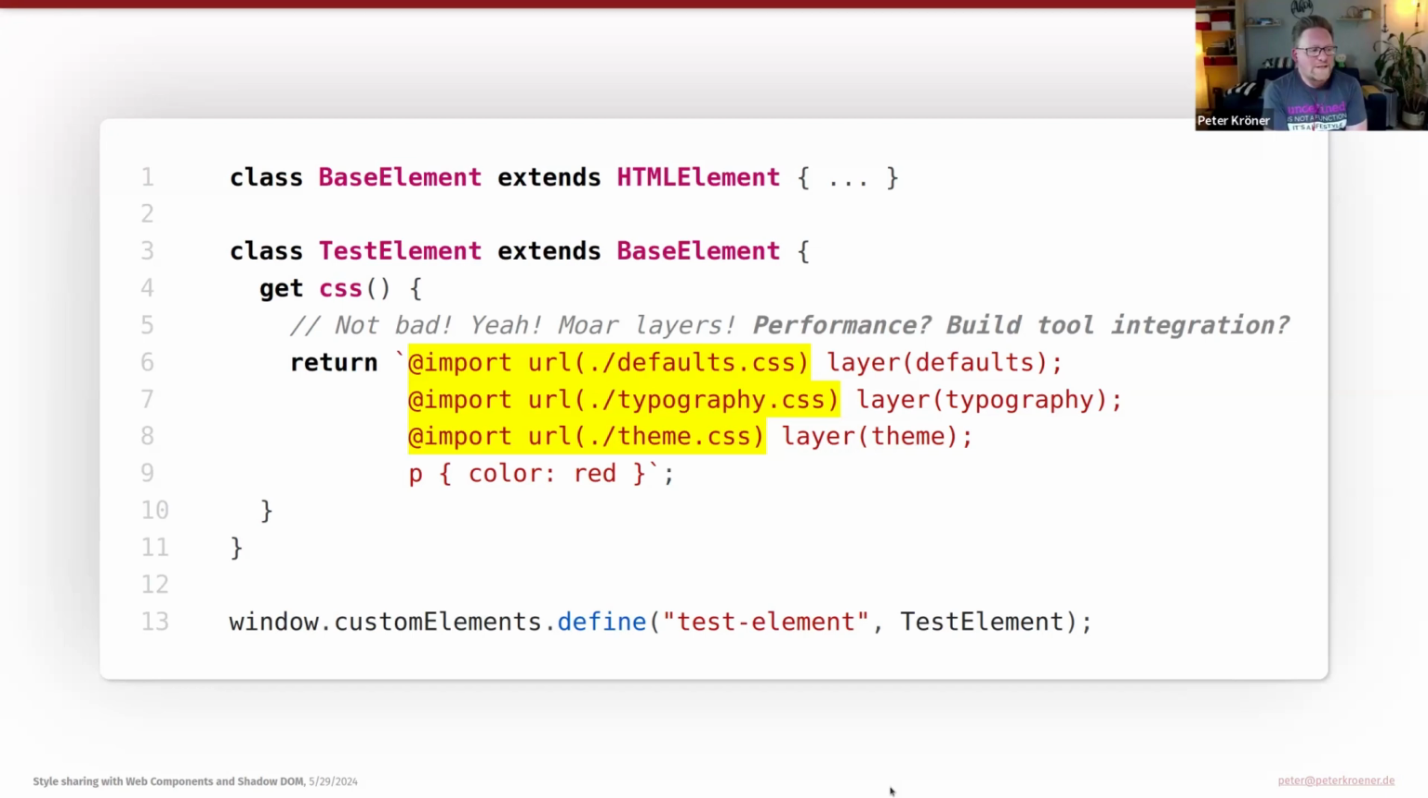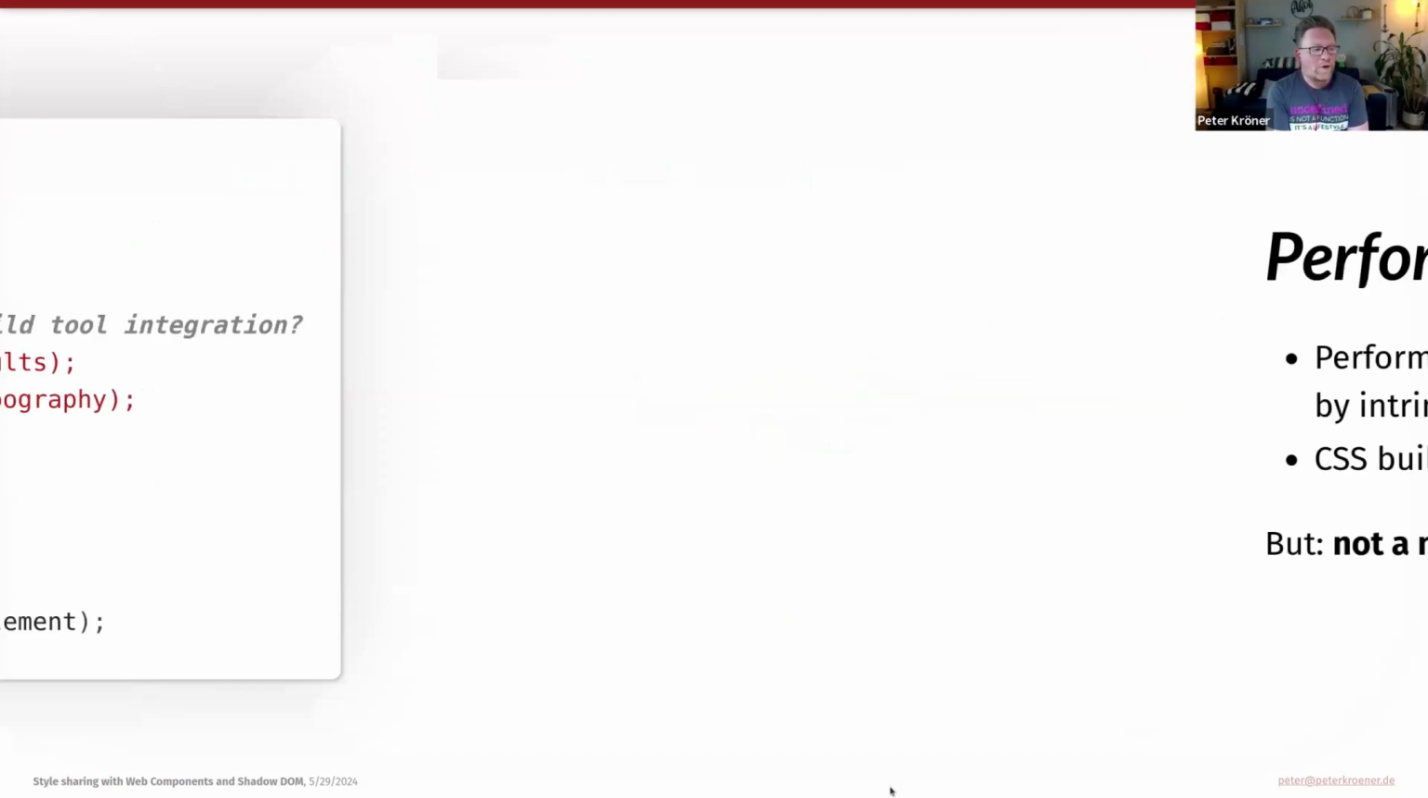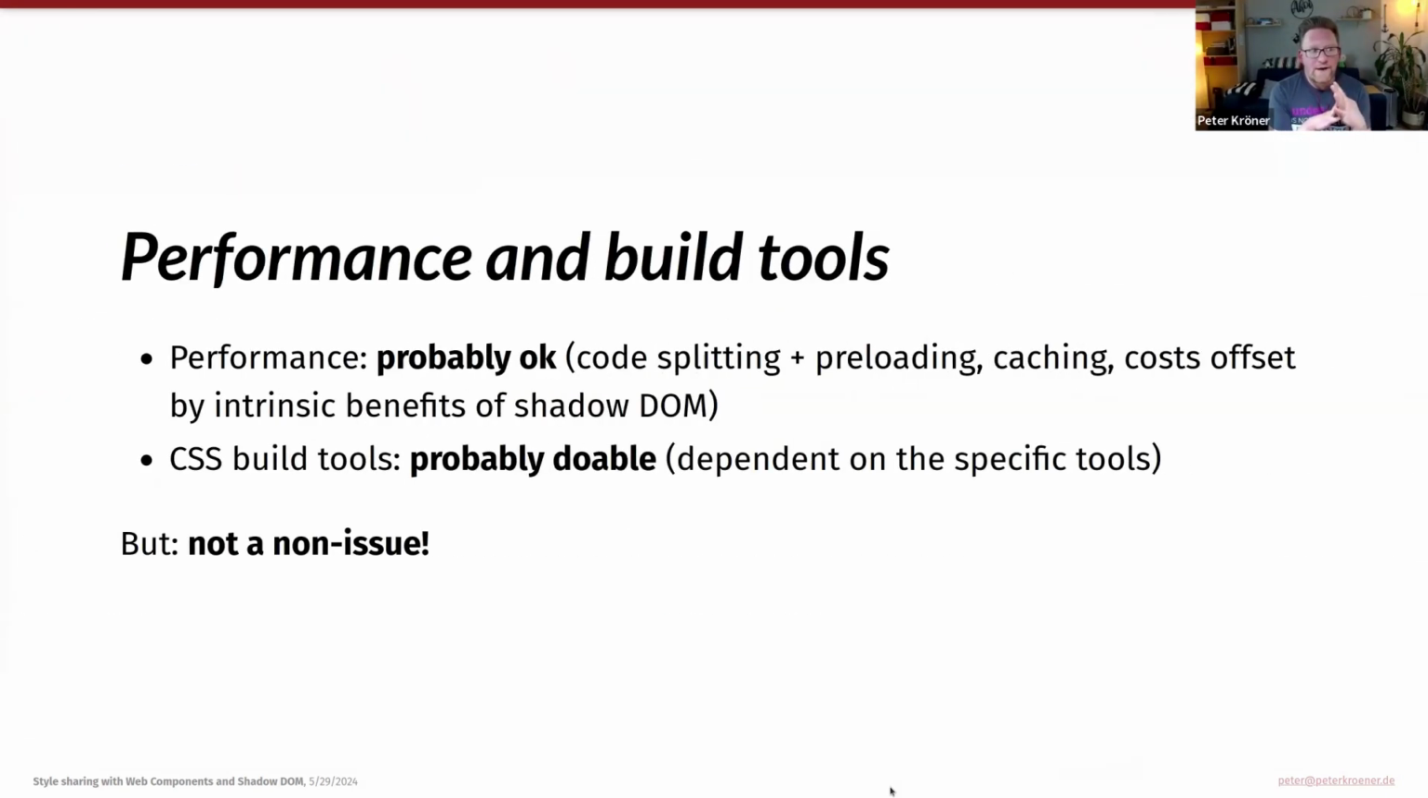Well, in this case, it becomes, again, more complicated. I talked to Shep about this, and we came to the conclusion that performance is probably going to be kind of okay, because what you're doing with web components in this case is you have an implicit sort of code splitting going on, and if you need to, you can add preloading, you can use the browser cache, and of course you gain something from using Shadow DOM in the first place. So maybe these intrinsic benefits offset any performance overhead that you introduce by simply importing all of your CSS into this web component.